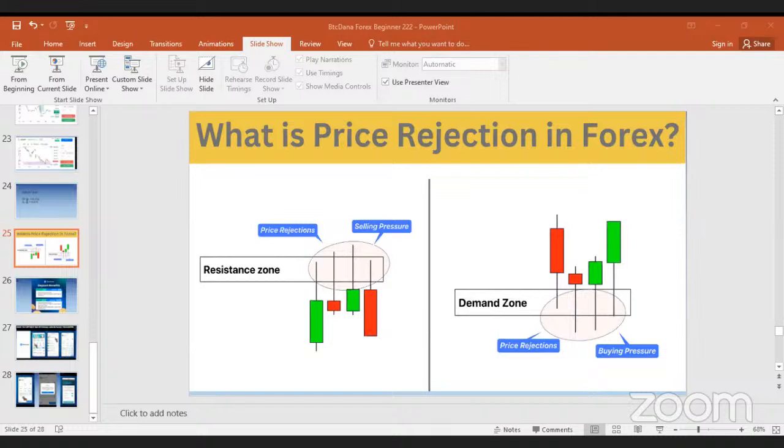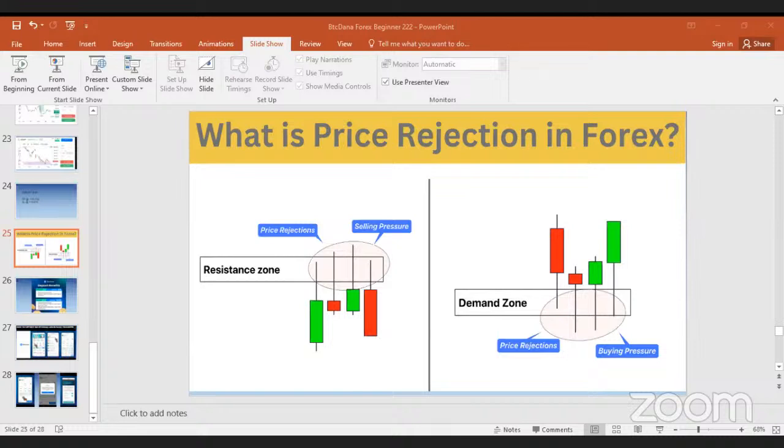So this is another example, from a support zone. The previous one was for resistance, because the market was trying to break out and continue to go up. But this is from a demand zone. This is a support zone. The market was coming down to this level. It wanted to break it down, but it was unable to break it. What happened? The market rejected.